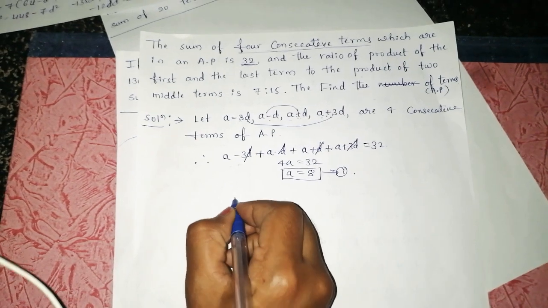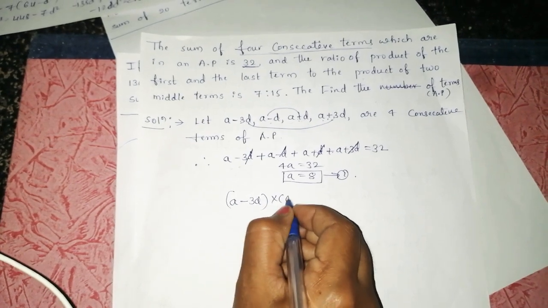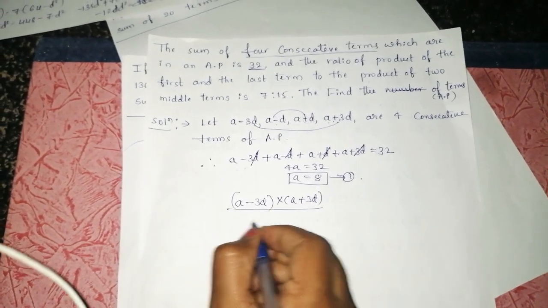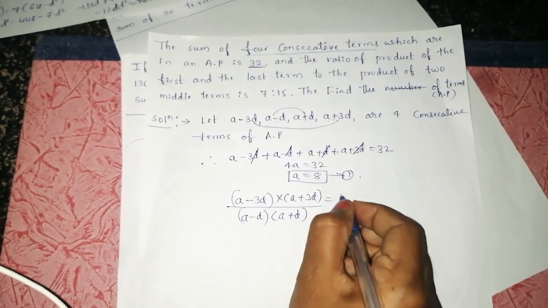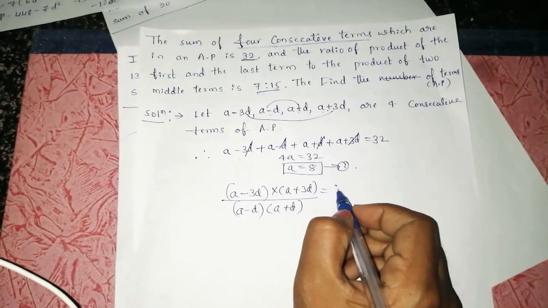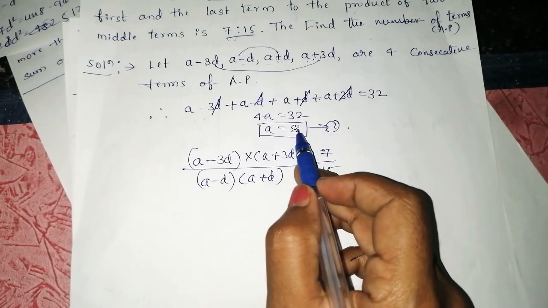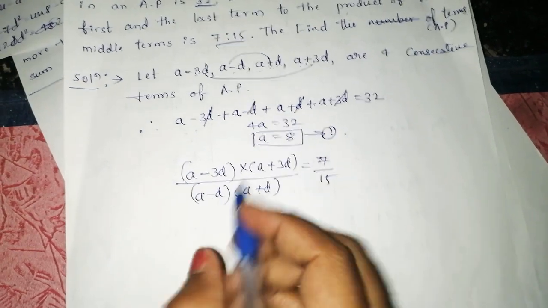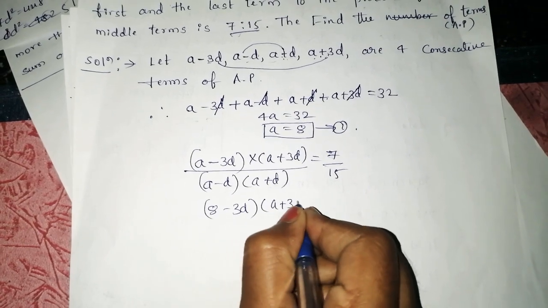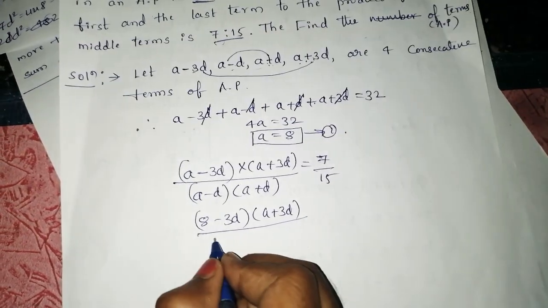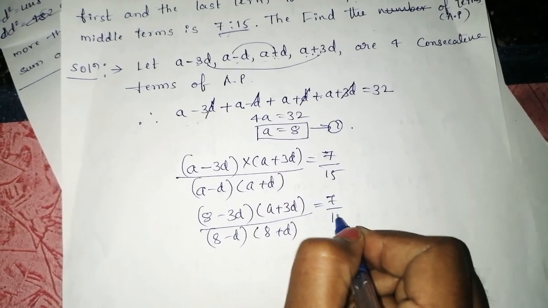Their ratio is given. That is product of first and last term, that is a minus 3d into a plus 3d divided by middle two terms a minus d into a plus d. Their ratio is given 7 is to 15. So friends, here you got a value as 8. Put a value as 8 here. So you are going to have 8 minus 3d into 8 plus 3d divided by 8 minus d into 8 plus d is equal to 7 by 15.